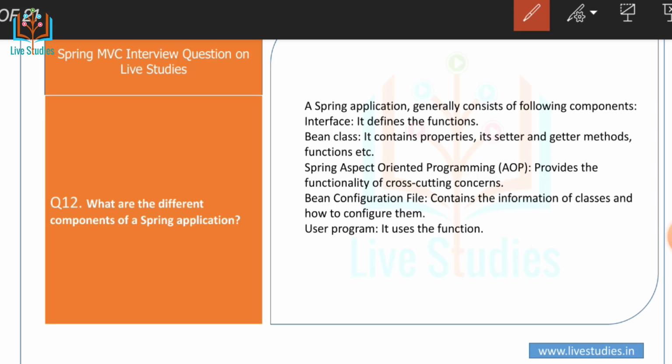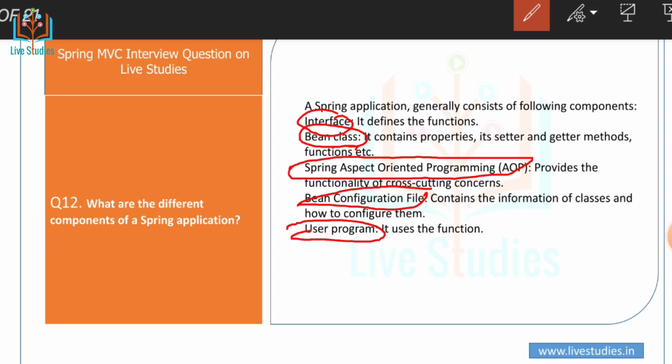It is used to function means bean class, interface, AOP, bean configuration file, and the last one is the user program. 1, 2, 3, 4, 5. The fifth point is the most important for the components of a Spring application.